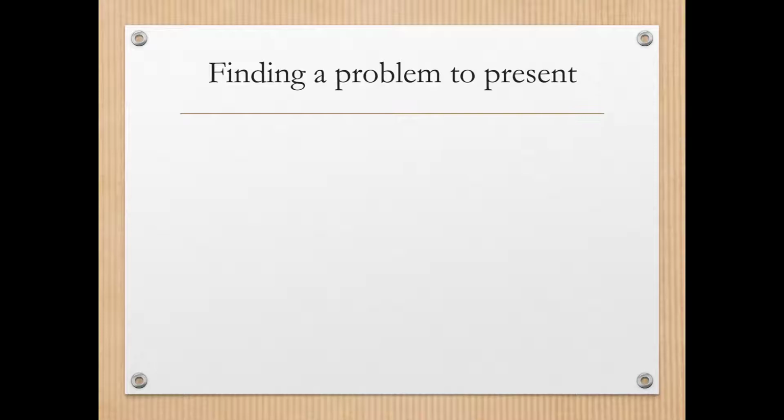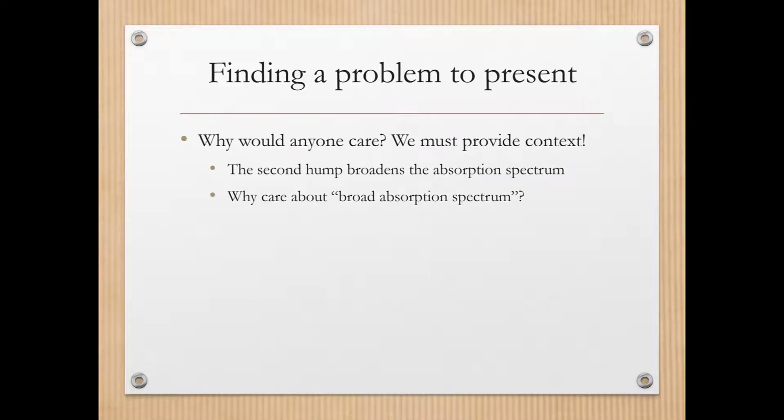So starting with the end in mind, that's the solution I want to tell the world about. But what's the problem that leads to that particular solution? That solution, by the way, at the moment seems really abstract. So we start to say, well, why would anyone care? We have to provide the context for this particular solution. So I've talked to you about this second hump, and we can recognize that it actually broadens the absorption spectrum. Why would we care about broadening the absorption spectrum? Well, if we can broaden the absorption spectrum, we can absorb more solar radiation. So a broadened absorption spectrum is required in order to absorb more solar radiation.